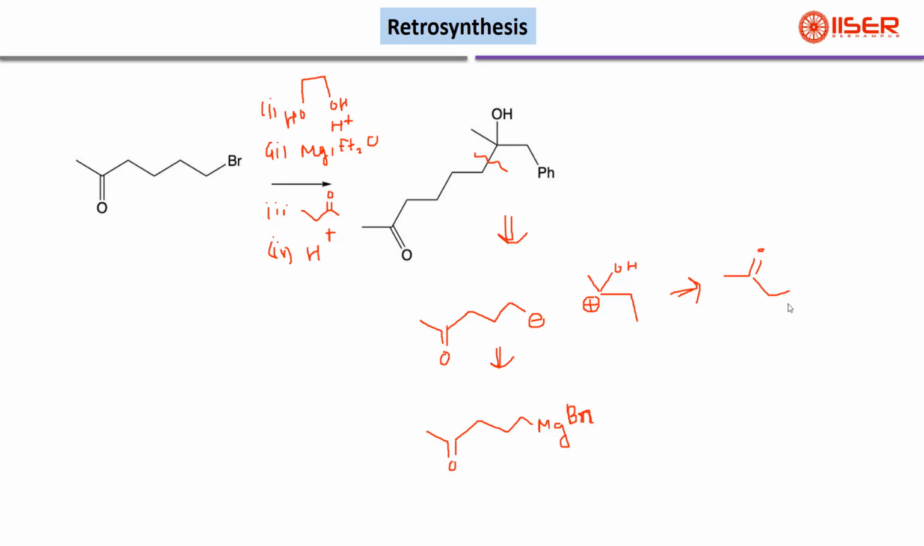If it attacks here, it will open up, it will give us an O-. So this O- will be protonated by this one, as well as we have protected this keto group, that will also be deprotected to give us the ketone back. Forward synthesis, try by yourself, it will give you practice. I have already given the reagents and the backward synthesis. I hope forward synthesis is easy for you.